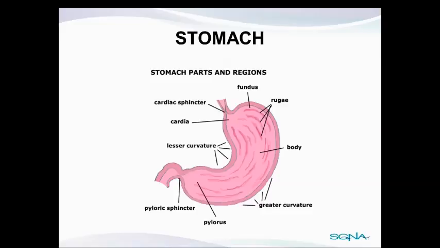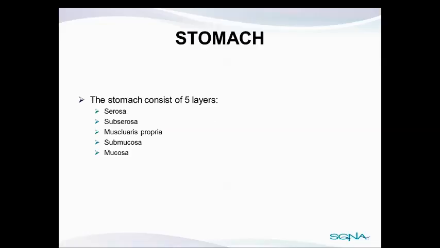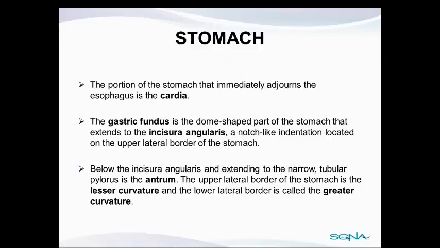These are the regions of the stomach. The stomach consists of 5 different layers: the serosa, the subserosa, the muscularis propria, the submucosa, and the mucosa. The stomach is J-shaped. It's a distal organ. It is located just below the diaphragm, below the esophagus, and above the duodenum. It is approximately 25 to 30 centimeters long and 10 to 15 centimeters wide at its widest point.